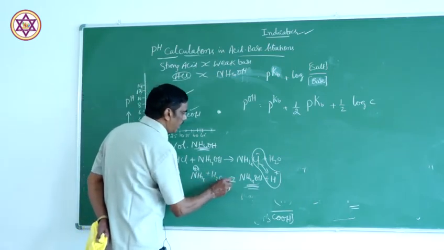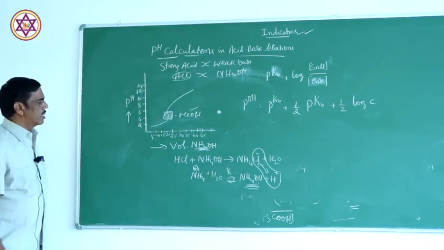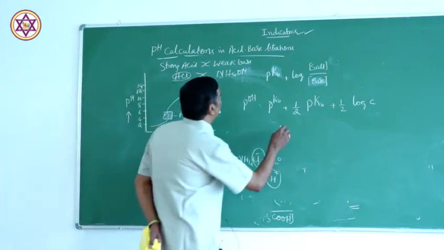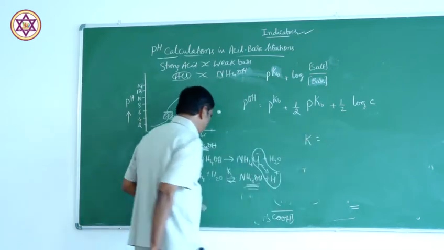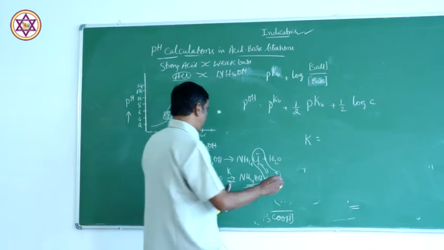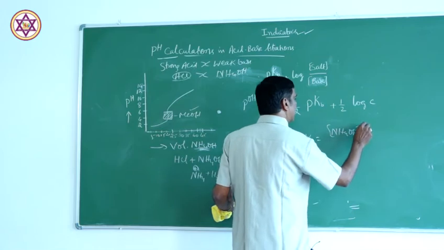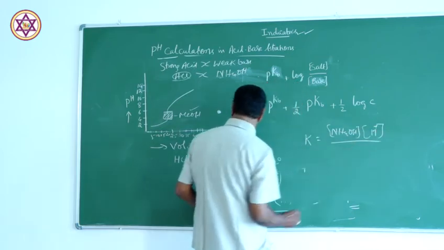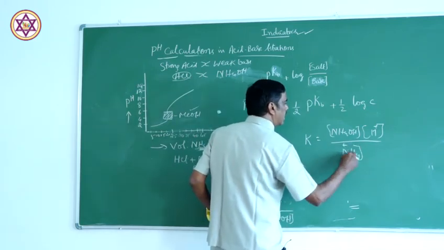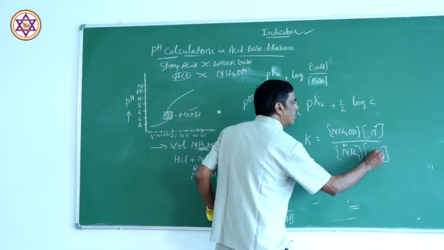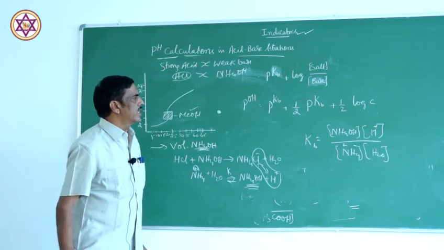It is a reversible reaction. You apply the law of mass action. The equilibrium constant K is equal to the concentration of the products over the concentration of the reactants, NH4 plus concentration and H2O concentration. H2O concentration is almost constant, and this is the hydrolysis of a base. It is represented by Kb.